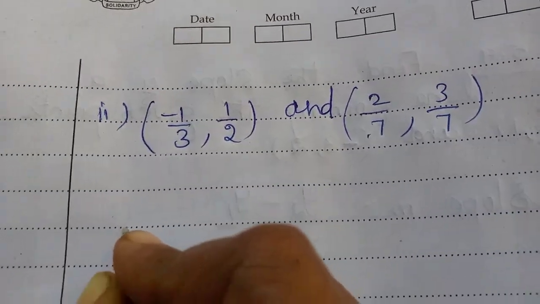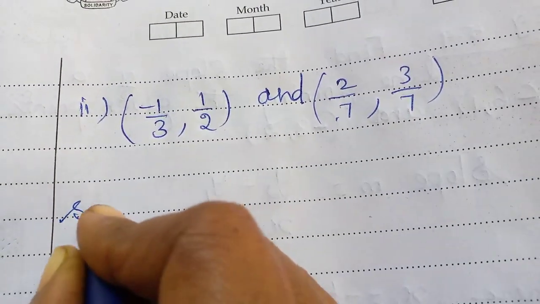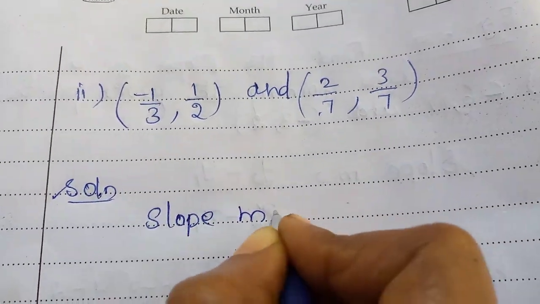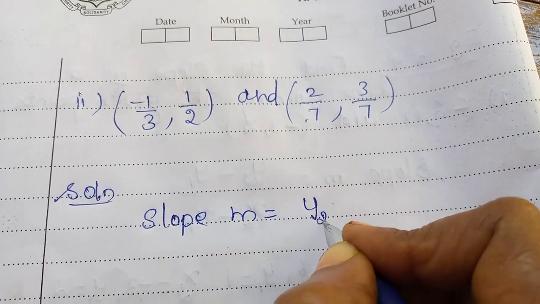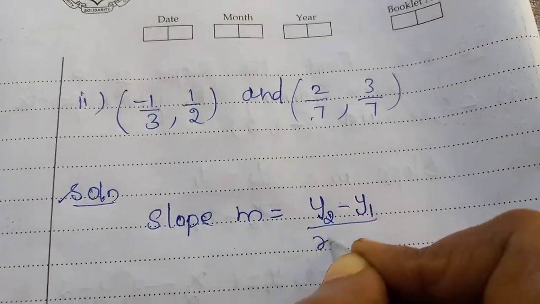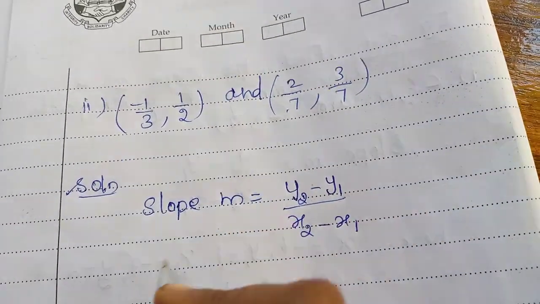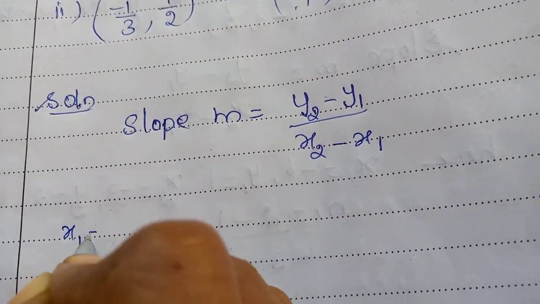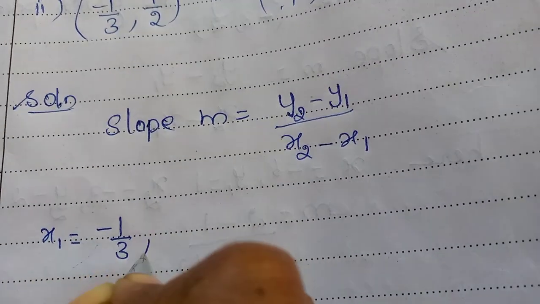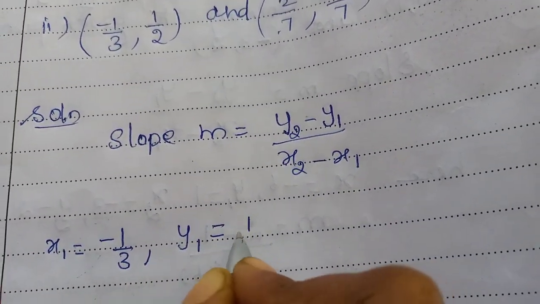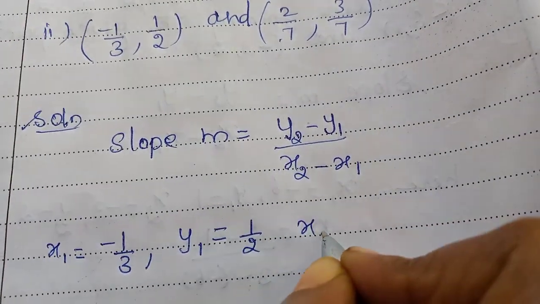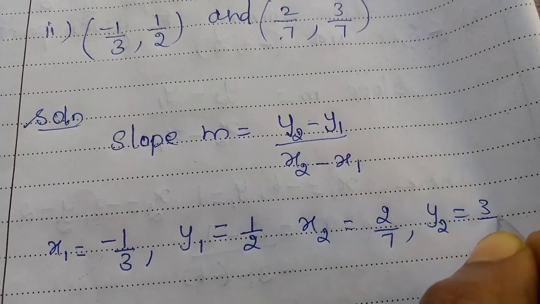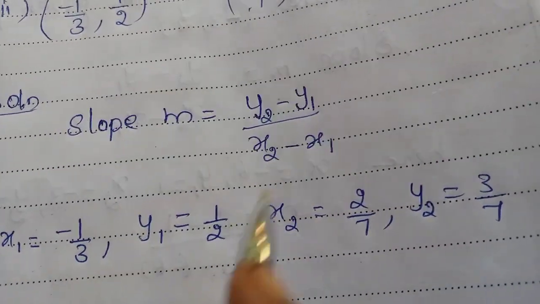Okay. Slope M is equal to, let's write the formula. Slope M is equal to, what is the formula? y2 minus y1 divided by x2 minus x1. What are x1, y1, x2, y2 values? Let's write. x1 is equal to minus 1 by 3, y1 is equal to 1 by 2 and x2 is equal to 2 by 7 and y2 is equal to 3 by 7. Let's substitute all these values in this formula.